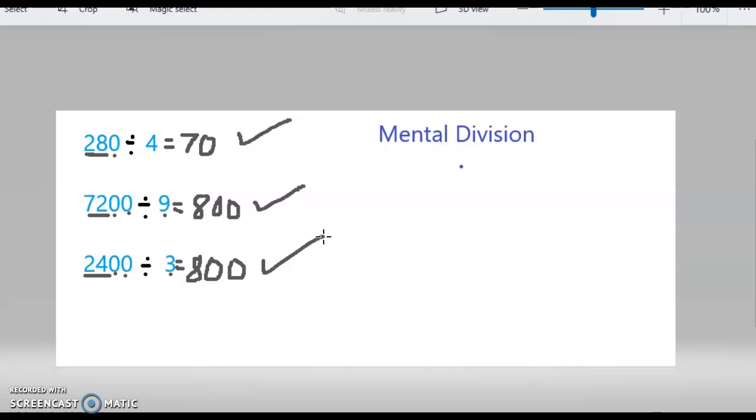So on the next slide, you're going to have some mental division to do, along with some mental addition, mental subtraction, mental multiplication, so that we're practicing all those mentally.